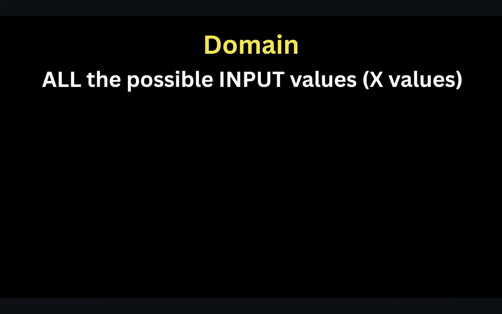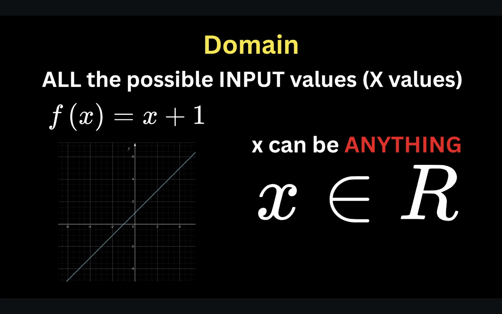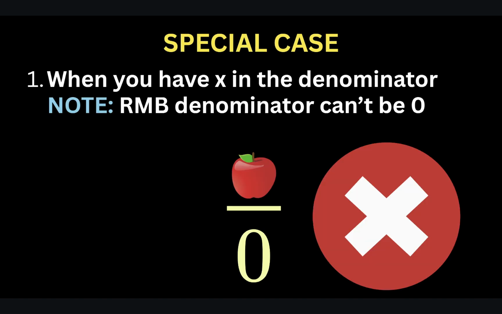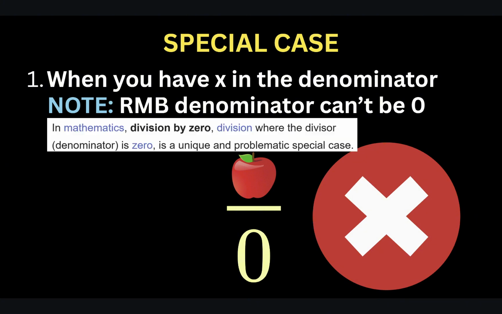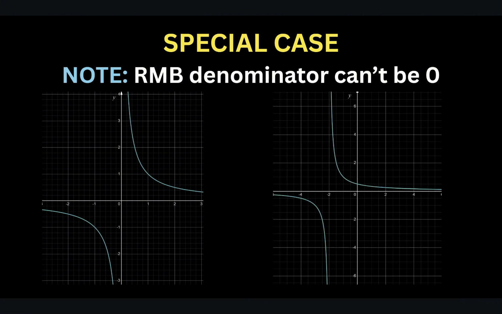Domain and range. Domain refers to all the possible input values, which are the x values. Consider this function, x plus 1. Since your x can be virtually anything, we write it like this, which means x can be any real value. Special case: you remember that we can't have 0 in the denominator, as division by 0 is a unique and problematic special case, as described by Wikipedia. As such, with this in mind, with this function, x can be anything but not 0. And for this function, x can be anything but not negative 2.